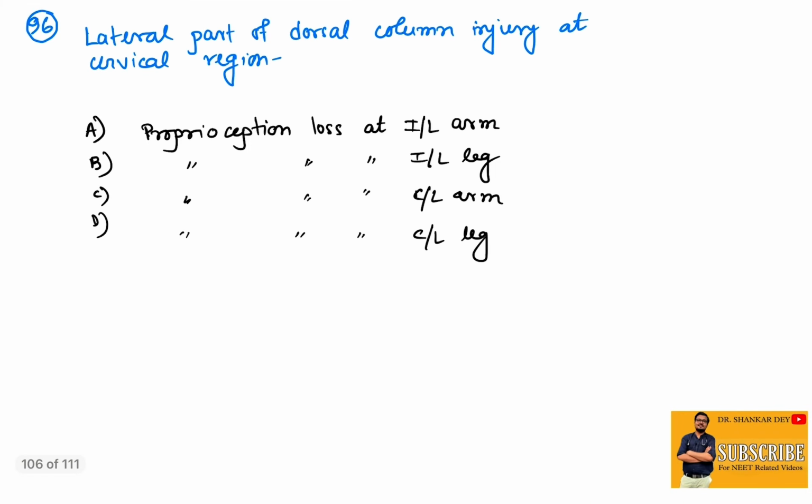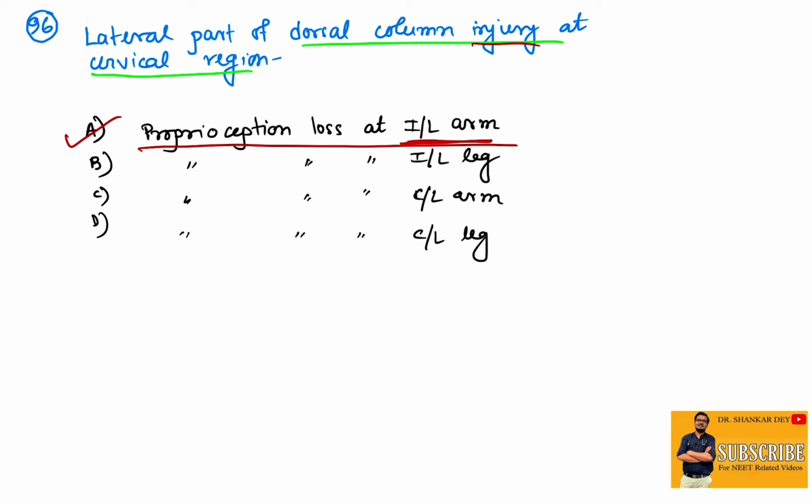Coming to question number 96, lateral part of dorsal column injury at cervical region. What will happen? Proprioception loss at ipsilateral arm. As all of you know, proprioceptive tracts pass through the ipsilateral side, so injury at the cervical region will cause proprioception loss at ipsilateral arm.